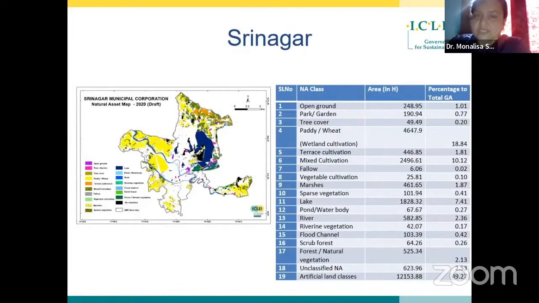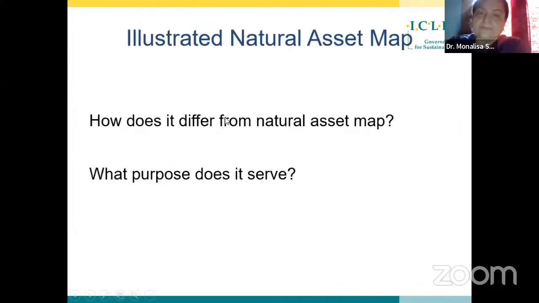Coming to Srinagar, all these maps were done at the request of the city because they wanted to know where their areas are which they need to start conserving on priority basis. Coming to another form of a natural asset map is an illustrated natural asset map. This differs from a natural asset map in the sense that a natural asset map is strictly a scientific thing and used by planners, scientists, geographers.